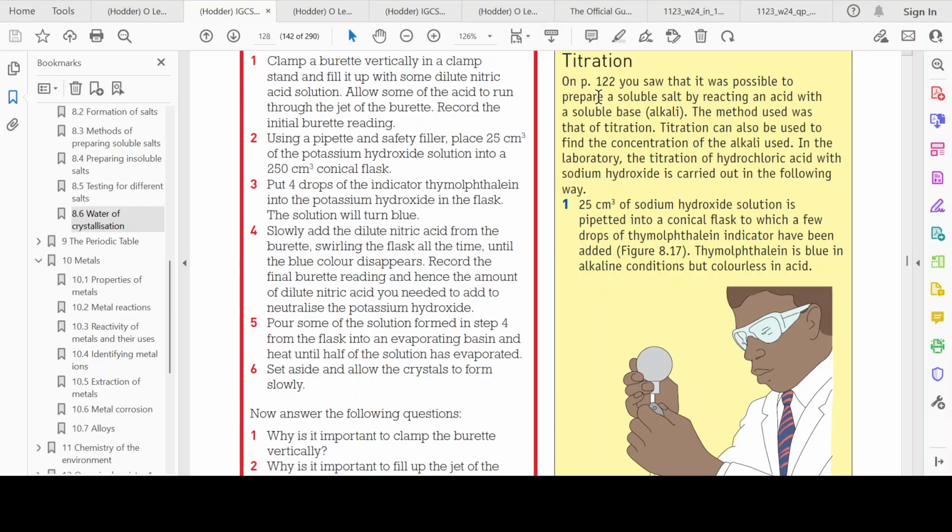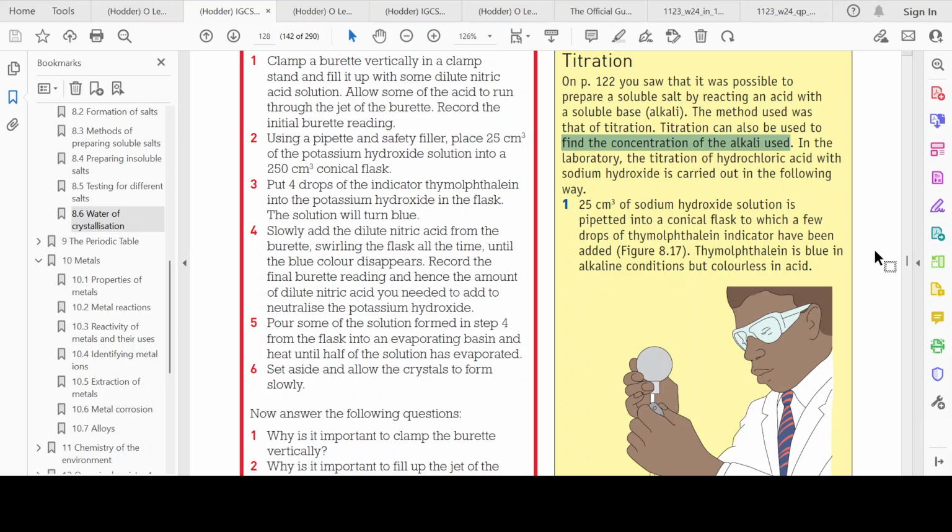So you've seen earlier on page 122, in this chapter, that it was possible to prepare a soluble salt by reacting an acid with a soluble base, also called an alkali, and this was a neutralization reaction. And the method used was that of titration. Titration can also be used to find concentrations of the alkali used. So it's not just neutralization to make the salt.